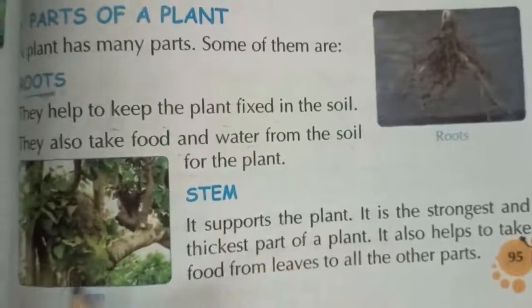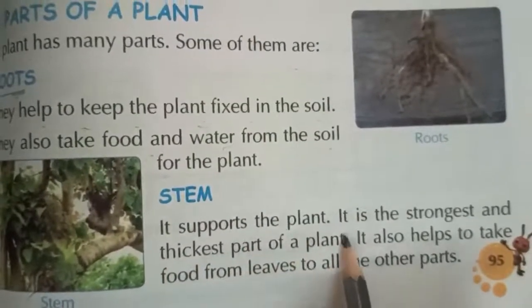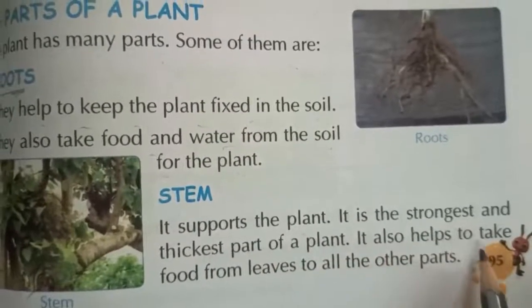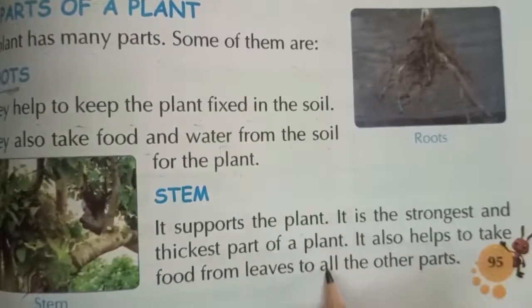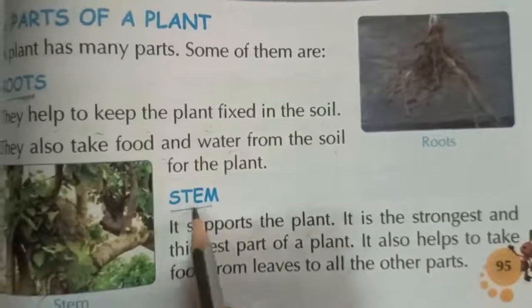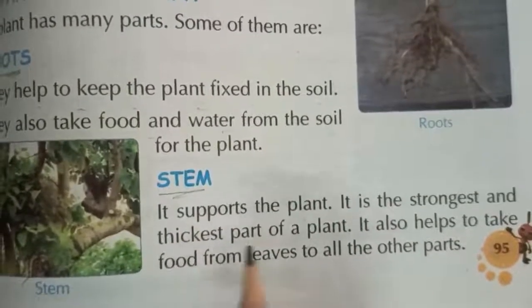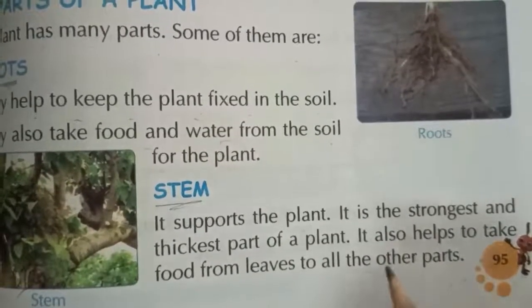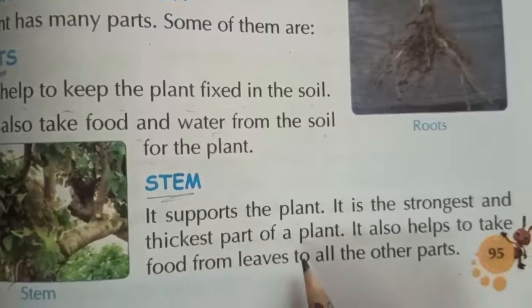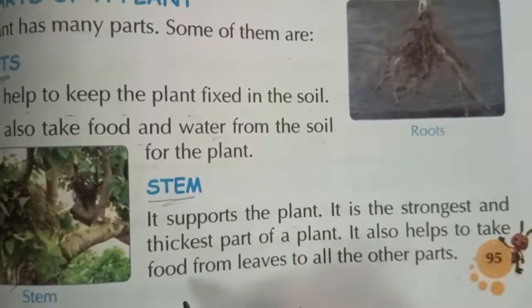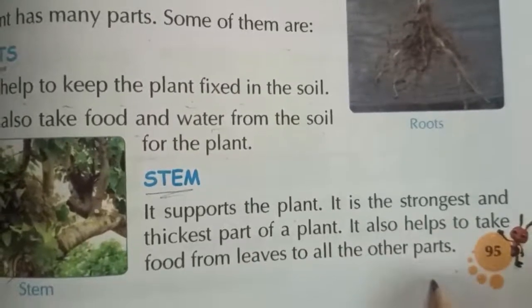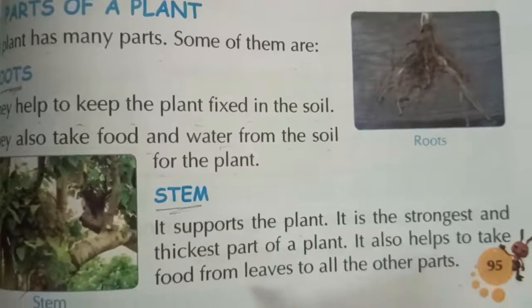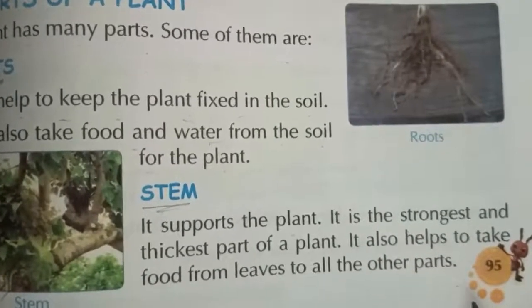Next is stem. It supports the plants. It is the strongest and thickest part of the plants. It also helps to carry food from leaves to all other parts. So, it's the supporter of plants, and they deliver the food from leaves to other parts of the plants.